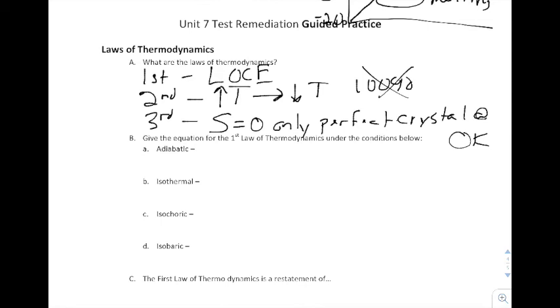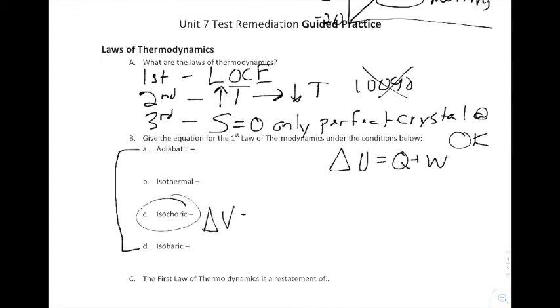Okay, now you want to represent the equation for the first law of thermodynamics under the conditions below. So the equation we have for the first law of thermodynamics is delta U equals Q plus W. Each one of these conditions tells you a certain thing about this equation. So I'll just pick one and I'll say, okay, isochoric. Isochoric to me means there is no change in volume. And if you first look at this equation, you say, okay, well, there's no volume term.